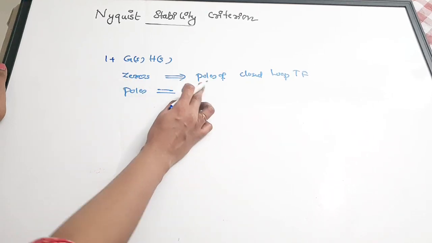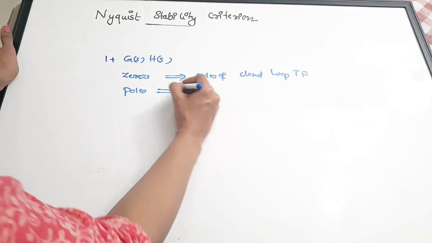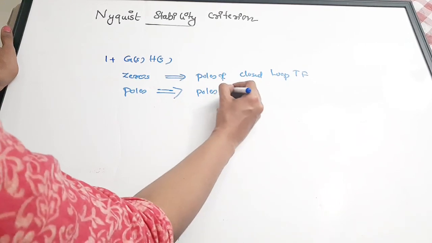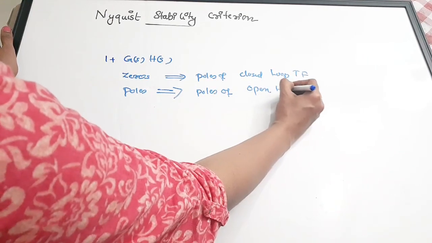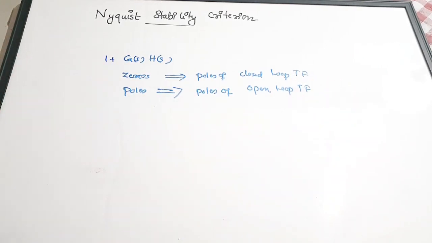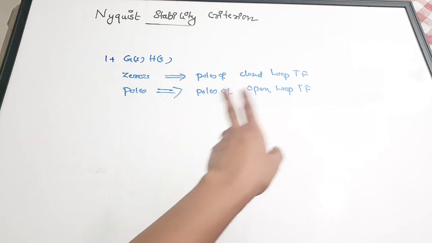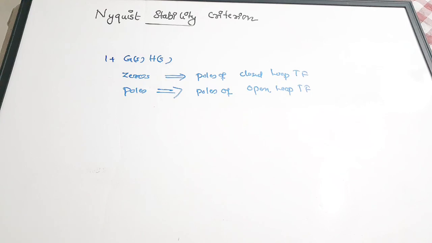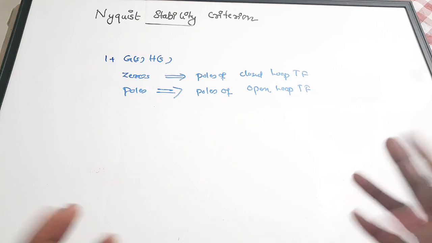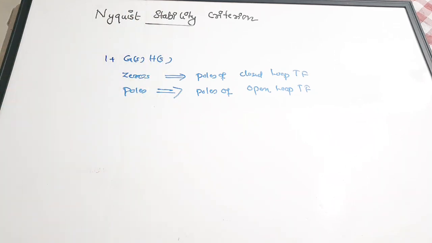So the zeros are constituting the poles of closed loop transfer function, and the poles are constituting the poles of open loop transfer function. Okay, so in order to have stability, here we actually need not find the closed loop transfer function. From this term itself, we will get the values of the poles of the closed loop transfer function. With the help of poles, we are actually defining stability, right?